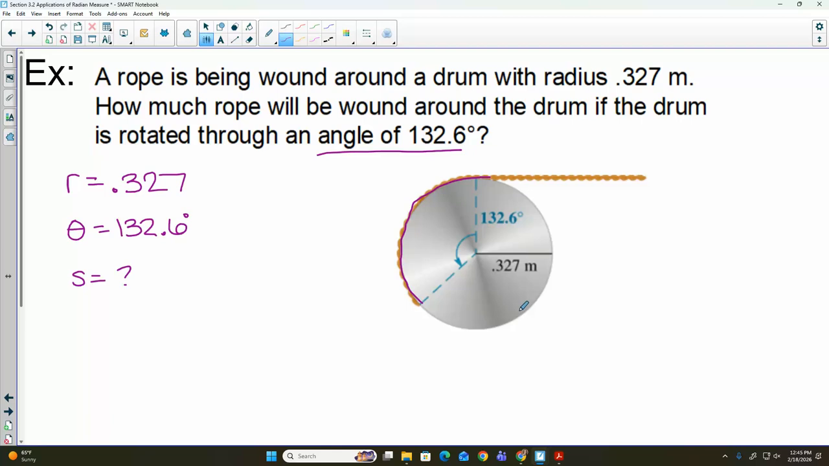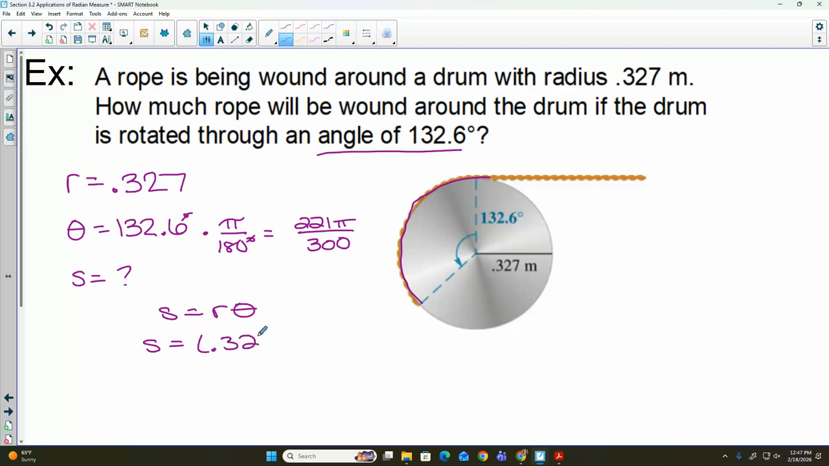What do you have to do first? Convert the degrees into radians. Why don't you guys see if you can finish this? Convert it into radians and then find your arc. So to change our angle into radians, you have to multiply by pi over 180. So those degrees cancel. So you have 132.6 over 180, which gives us 221 pi over 300. So then we can do our S equals R theta.